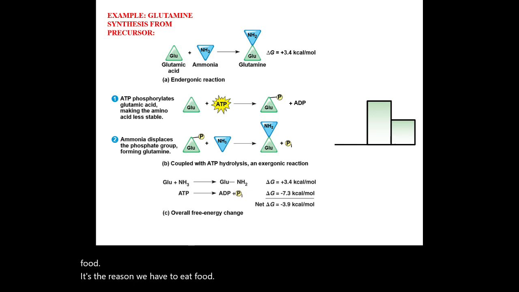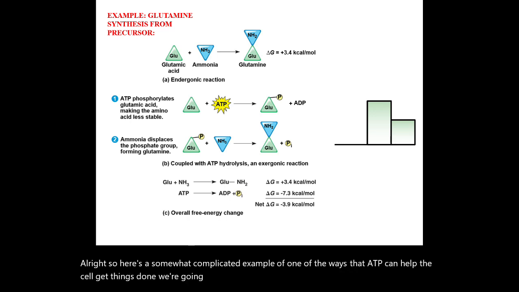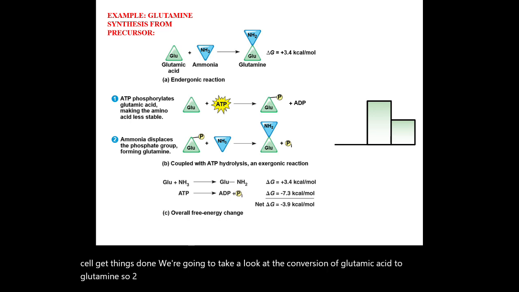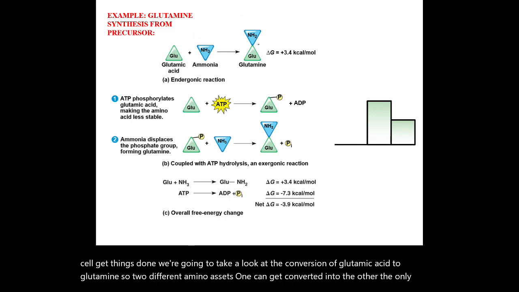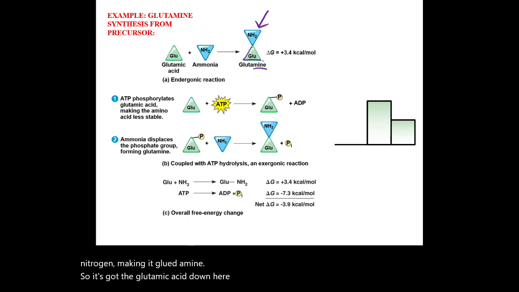All right, so here's a somewhat complicated example of one of the ways that ATP can help the cell get things done. We're going to take a look at the conversion of glutamic acid to glutamine. So 2 different amino acids, one can get converted into the other. The only difference between the 2 is that glutamine has this amine group stuck up here, the nitrogen, making it glutamine. So it's got the glutamic acid down here, the triangle here, and then that extra nitrogen makes it glutamine.